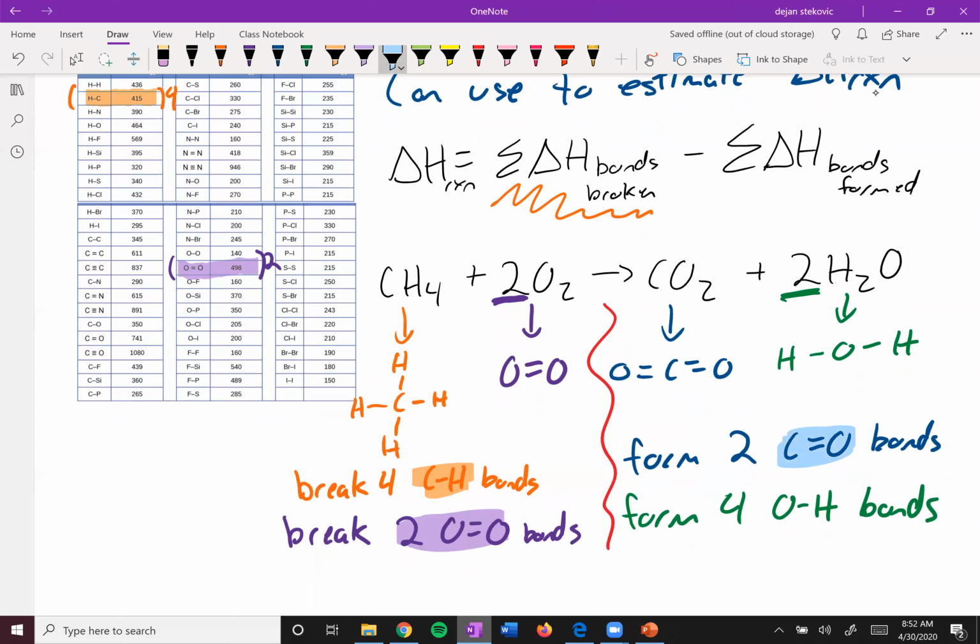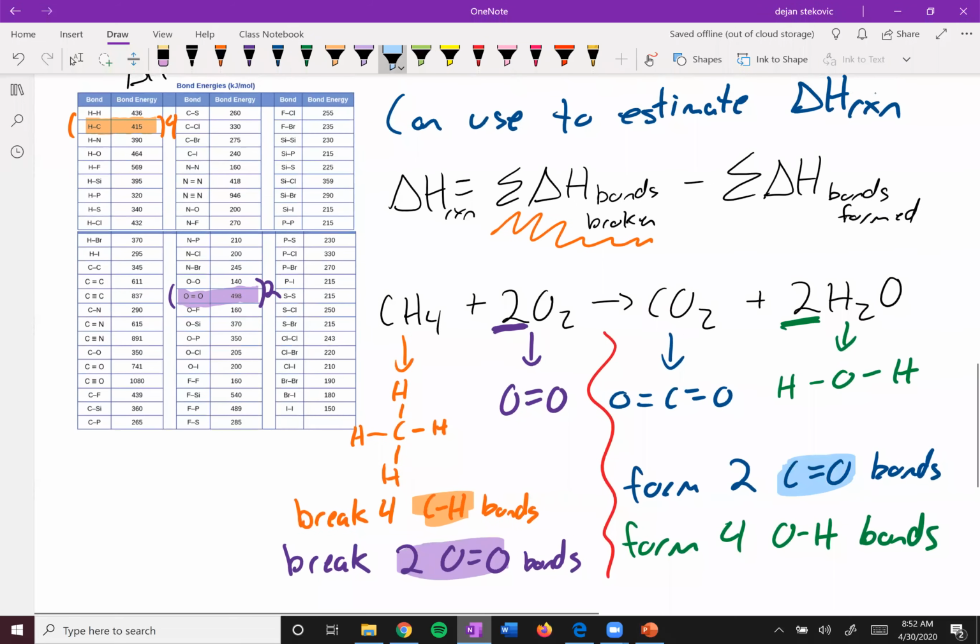Next up, we've got CO bonds. We've got 2 of them. We look them up in the table. It's right here. So we're going to multiply that by 2. And then we have 4 OH bonds. So we find our OH bonds. It's right over here. And so we're going to multiply that by 4.